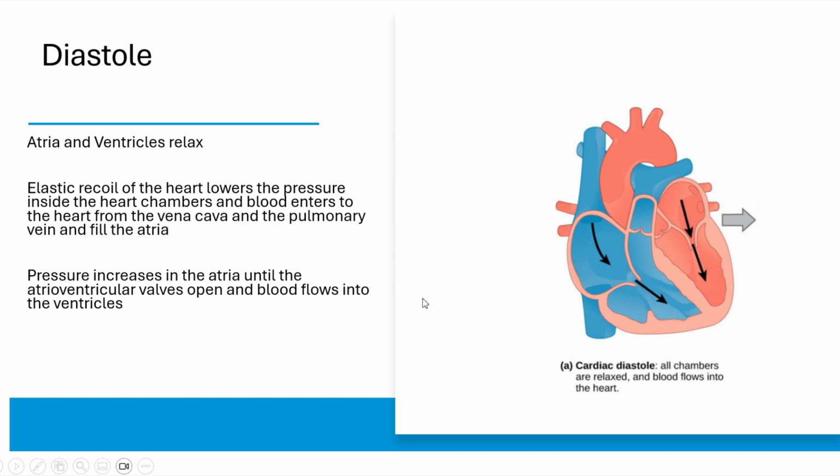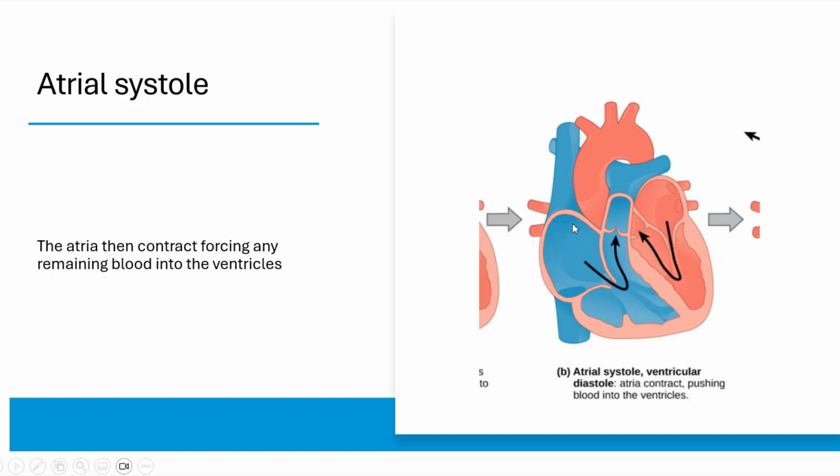That pressure is going to open the valves. It's going to open the AV valves, which are the tricuspid and bicuspid, but together we can just call them AV, atrioventricular. The relaxed atria and ventricles mean that the semilunar valves are closed, because these are relaxed, they're not pumping. Think about it: if I pump these, it's going to open the SL valve where my mouse is. But because they're relaxed, the pressure's still low, so it's not going to do anything.